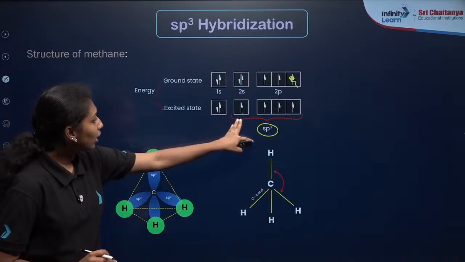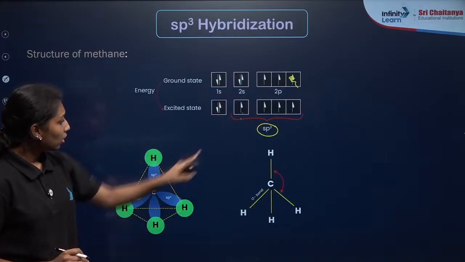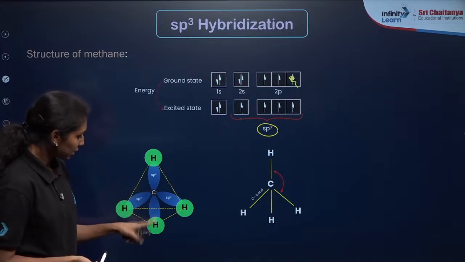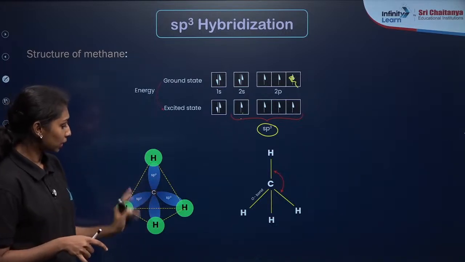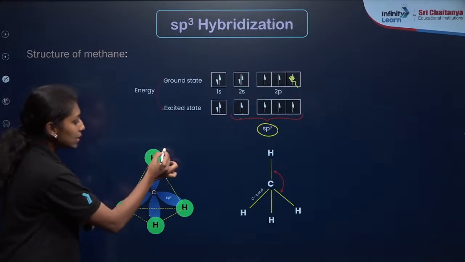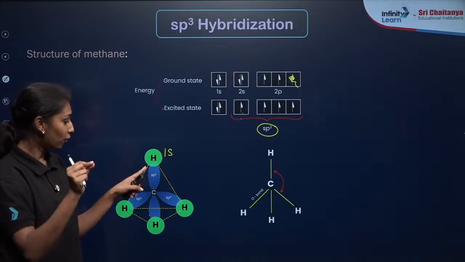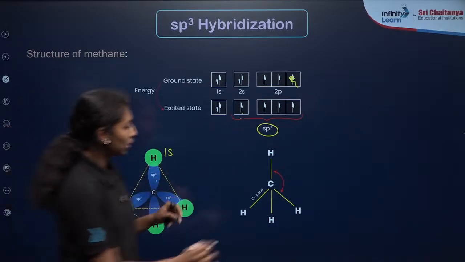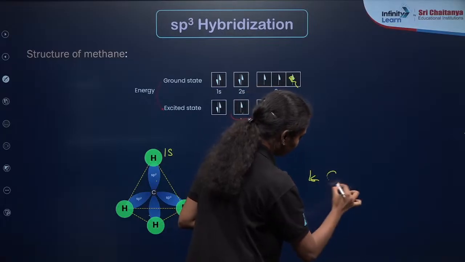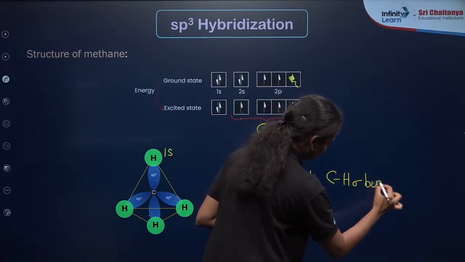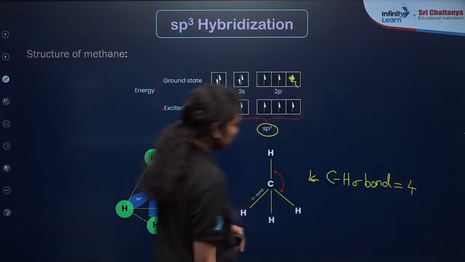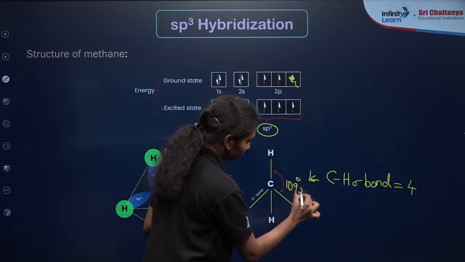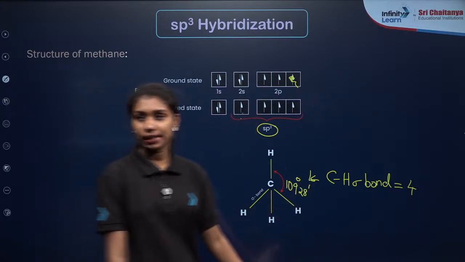So what you are observing here, one s orbital and three p orbitals combined to form a total of four sp3 hybridized orbitals, represented by this, right? Only one carbon is present, so it will form the sp3 hybridized orbitals. Then the 1s orbital of hydrogen will form head-to-head overlapping with the sp3 hybridized orbital. So this is also a sigma bond. How many sigma bonds are present here? Four CH sigma bonds, right? Is that clear? So the bond angle is 109 degrees 28 minutes, having the shape of tetrahedral.